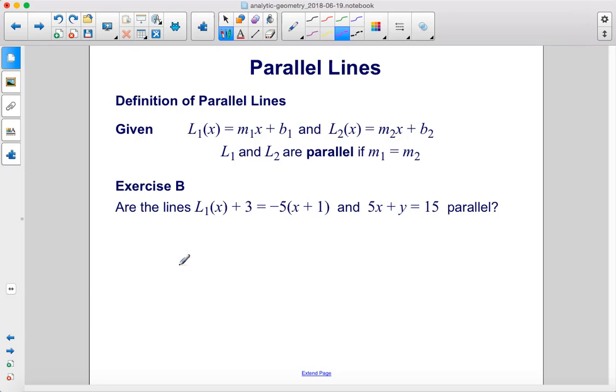Definition of parallel lines. Given L1(x) = m1x + b1 and L2(x) = m2x + b2, L1 and L2 are parallel if m1 equals m2.